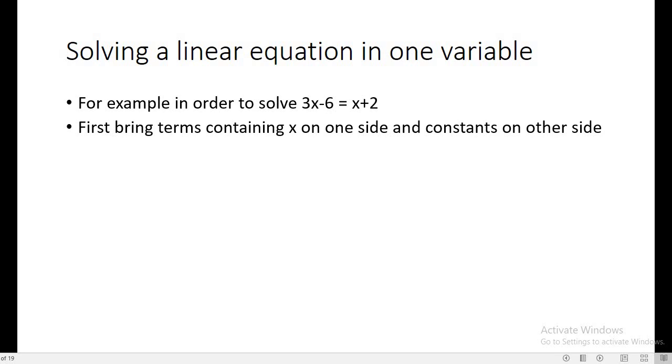So bringing this x, which is on the right hand side, to the left hand side, here it is plus x. When this x comes here, it will be minus x, and when this minus 6 comes to the right hand side, it will be plus 6. So there is a change of sign, as you can see. Plus x becomes minus x and minus 6 becomes plus 6.